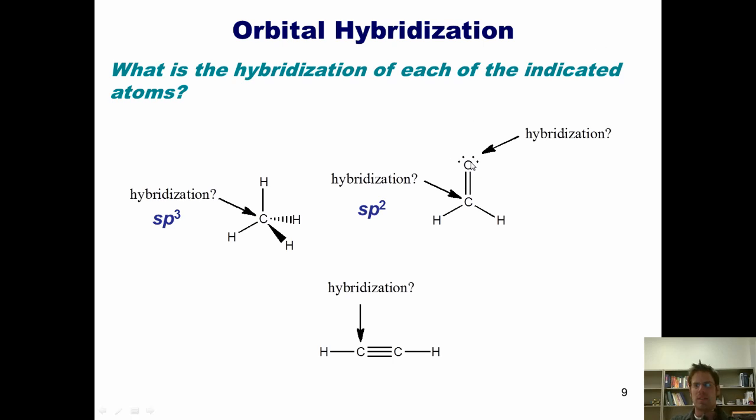Let's see if we can figure out the hybridization of this oxygen. How many things are around it? It's got a carbon down here, lone pairs over here, and lone pairs over there. So it's sp2. See that?